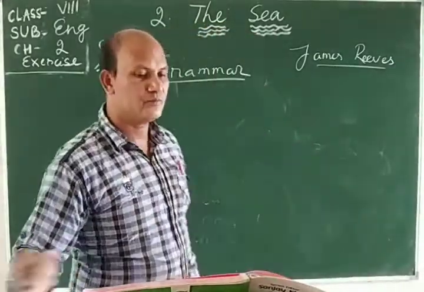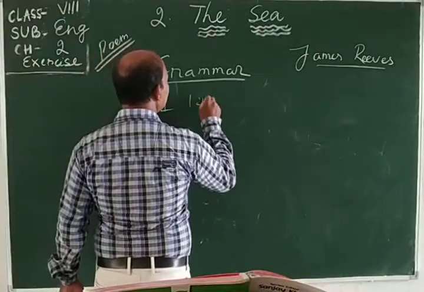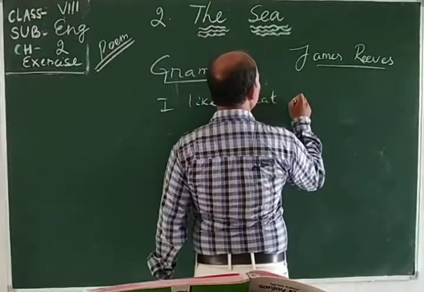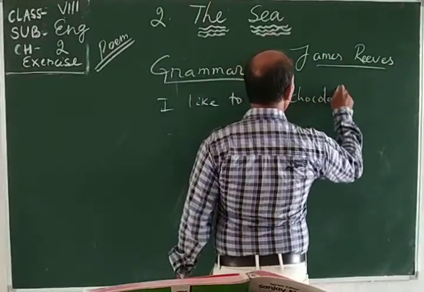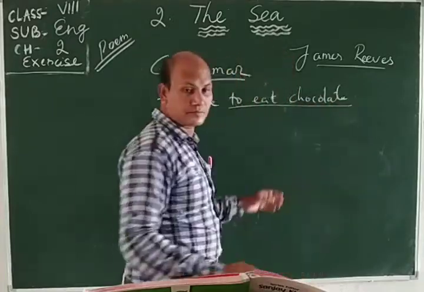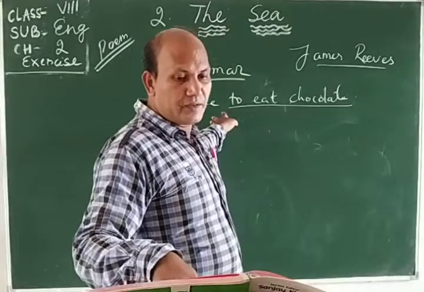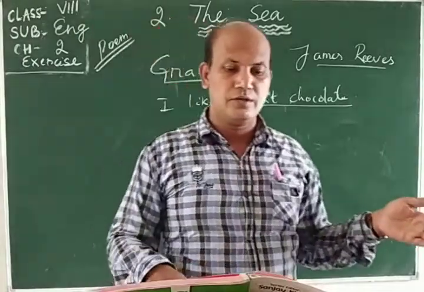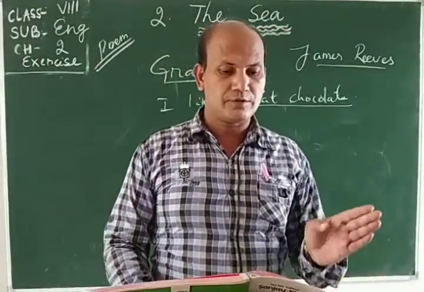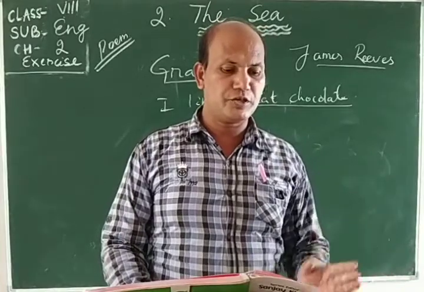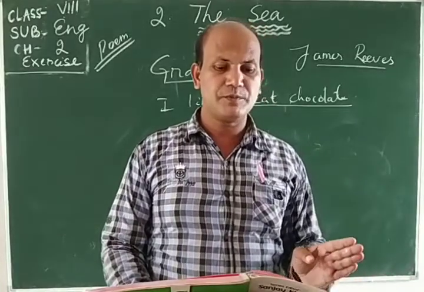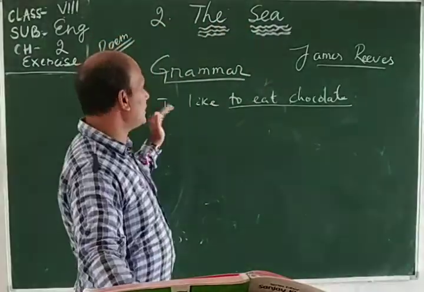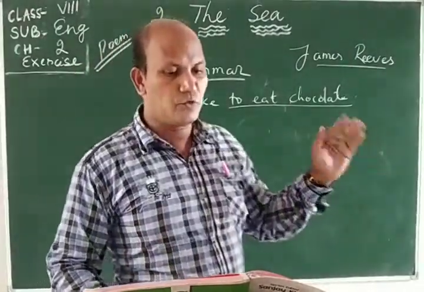For example, I like to eat chocolate. To eat chocolate is a modifier, okay? And here, I am fond of the boy standing next to you. Here you can see the modifier after the noun; that is called a post-modifier. If these modifiers are placed before the noun, they are called pre-modifiers.